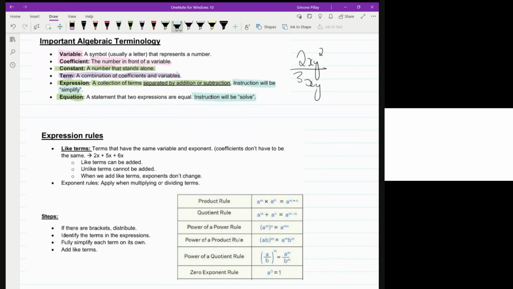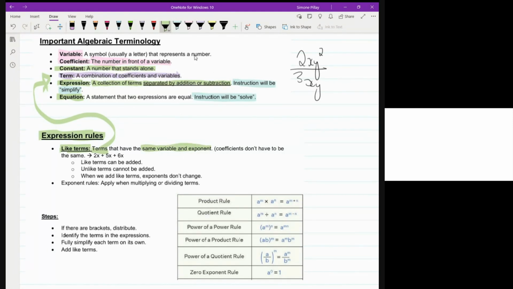Let's now look at specific rules when we're dealing with expressions. When we are dealing with expressions, we get very specific rules. And the most important thing to know when we're dealing with expressions is we must know what like terms are. Now, remember, we did learn about what like terms are, but like terms are terms, and we already spoke here about what a term is. So like terms are terms that have the same variables and the same exponent.